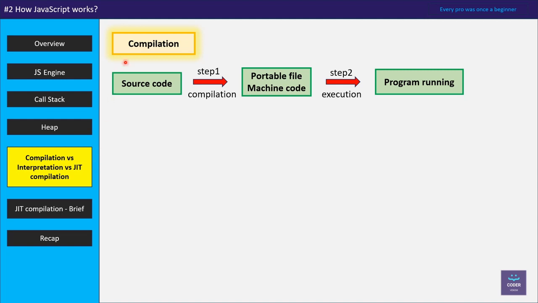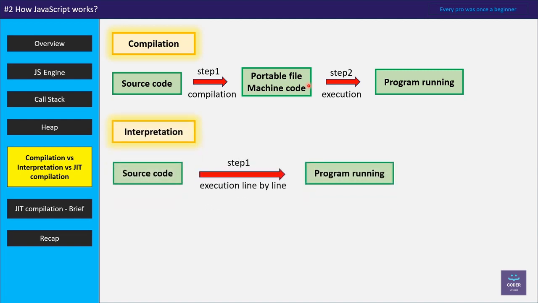Now the first one, compilation. In compilation, our source code is converted into machine code. Then that machine code is stored in one portable file. That portable file is called a binary file. It will be stored in our system. Then that file is read by our processor, and the processor will execute it to produce our output. So I will repeat again. Our source code is converted into machine code. Then that machine code is stored in one file. Then that file is executed by our processor, so it will produce output. Now this is the compilation method.